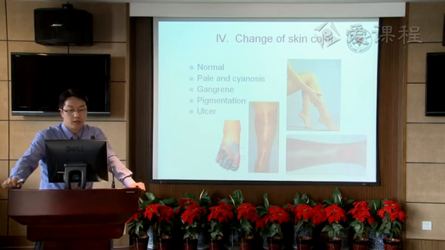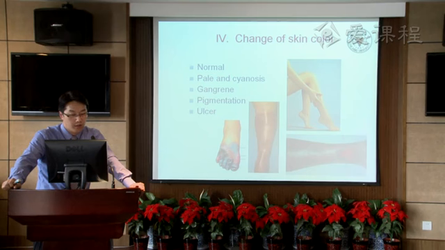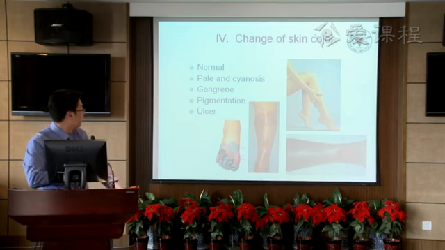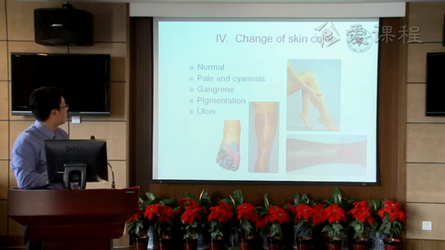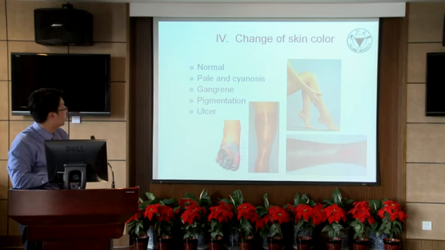The fourth is change of skin color, including normal, pale, and cyanosis, and gangrene, and pigmentation, ulcer. This is the gangrene. This is the pigmentation. This is the ulcer.